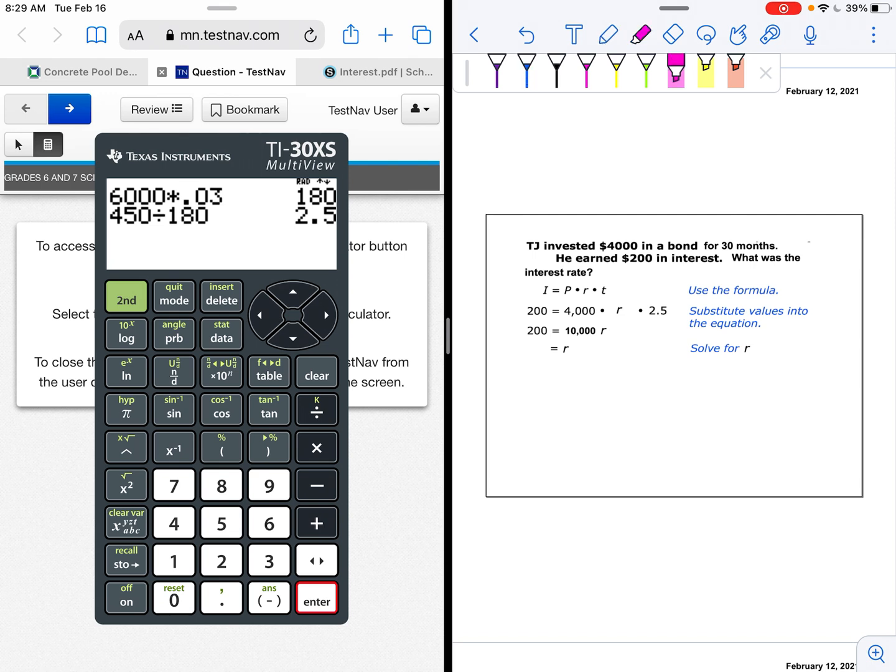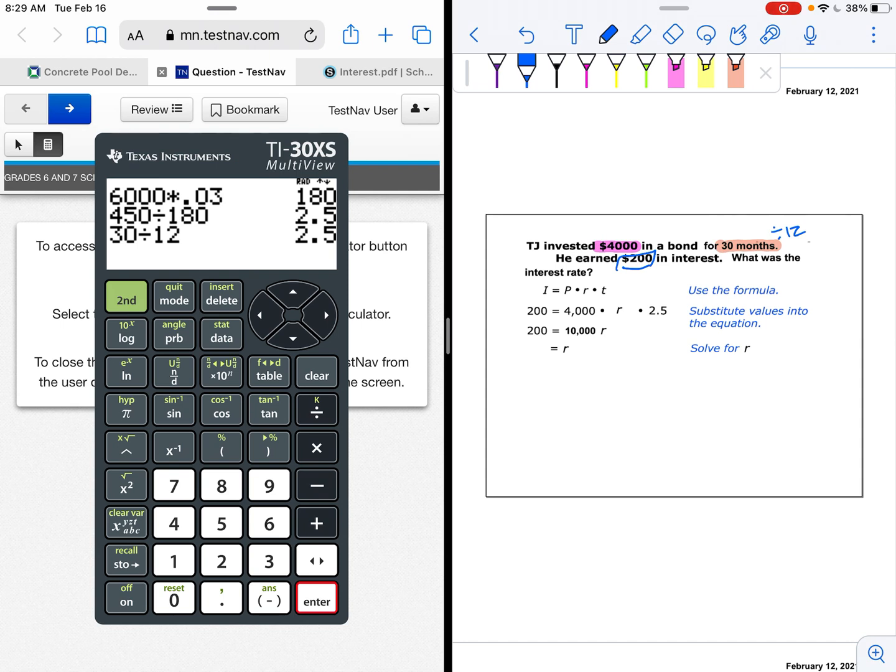So TJ invested 4,000, and the time is 30 months. But remember, the time in this formula is always in years, and then this is the amount of interest that he earned. So we need to change that 30 months into years. So I'm going to divide it by 12. If I take 30 and divide it by 12, because there are 12 months in a year, he invested it for 2.5 years.